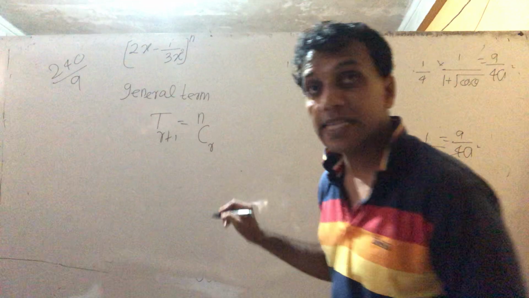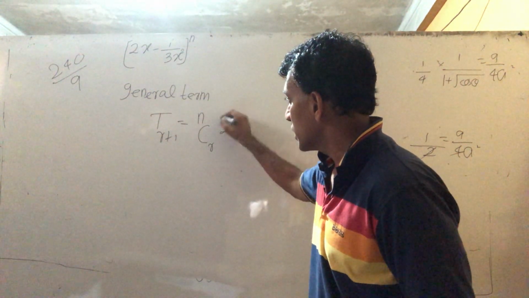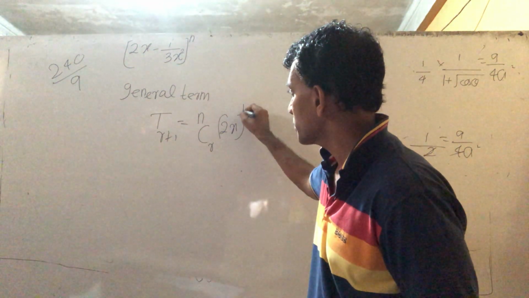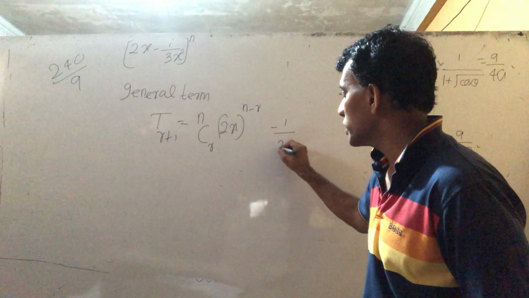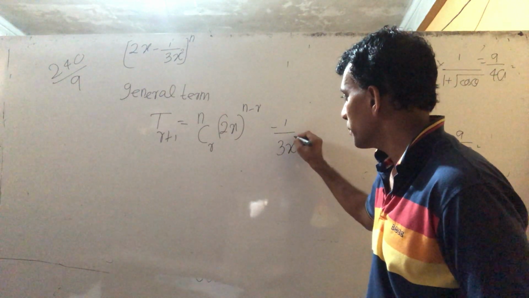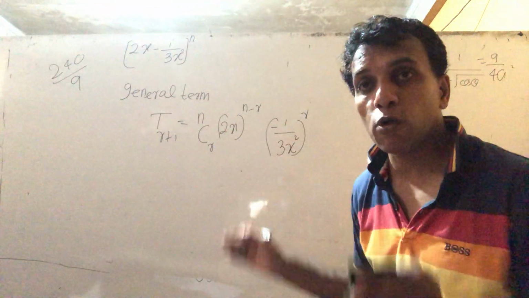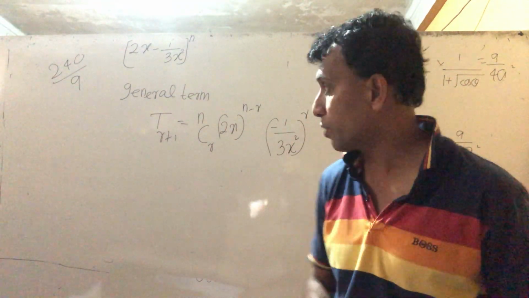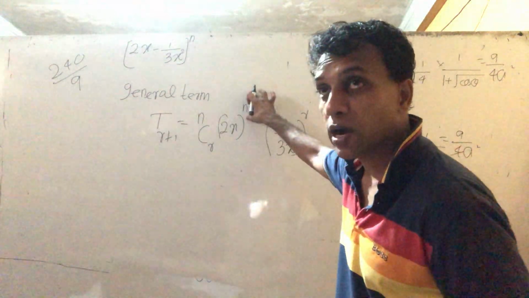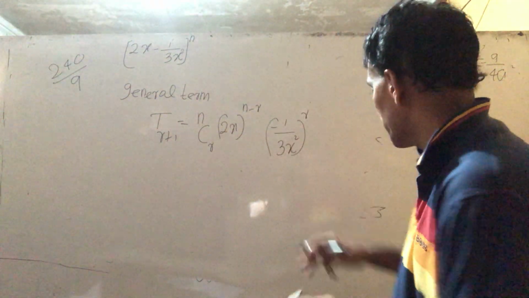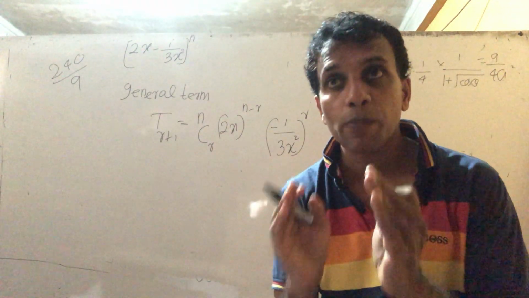nCr, and the first term n minus r, and here minus 1 over 3x squared, its power is r. This is the general form for how to expand a binomial. nCr, this 2x to the power n minus r, and the other term's power is r. Now we simplify it. The main part is x to the power of what?